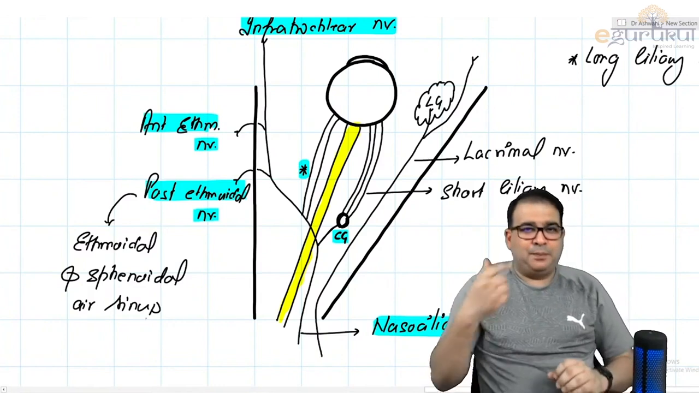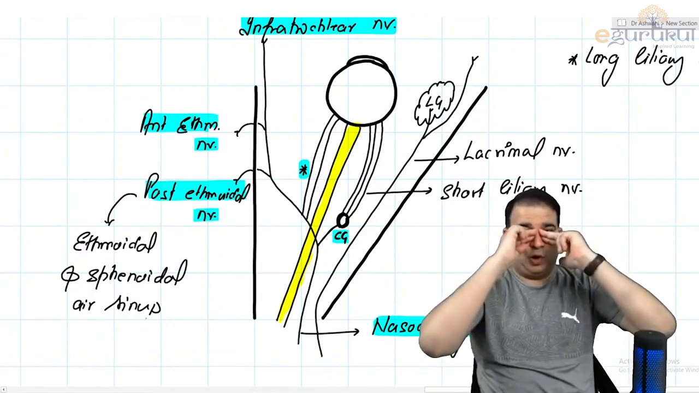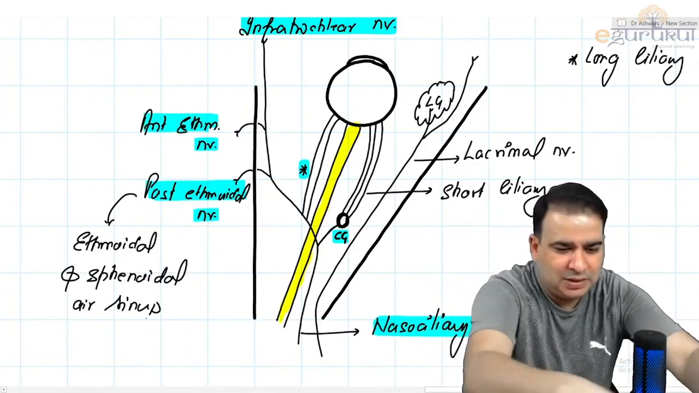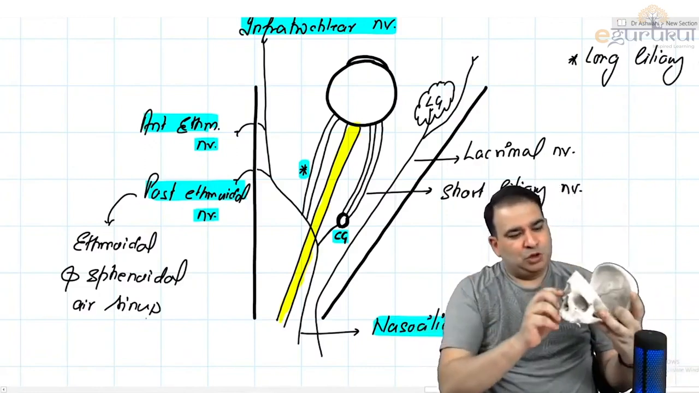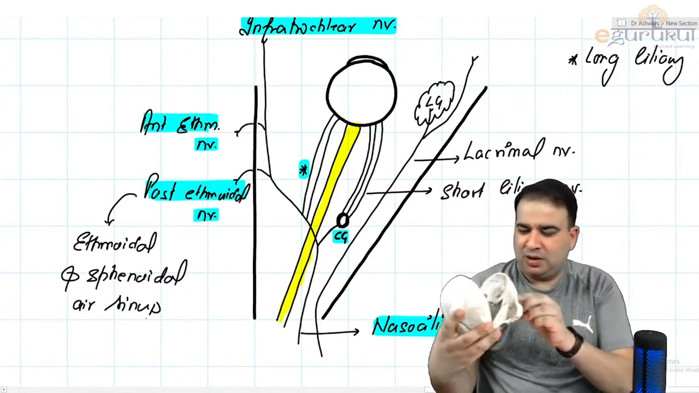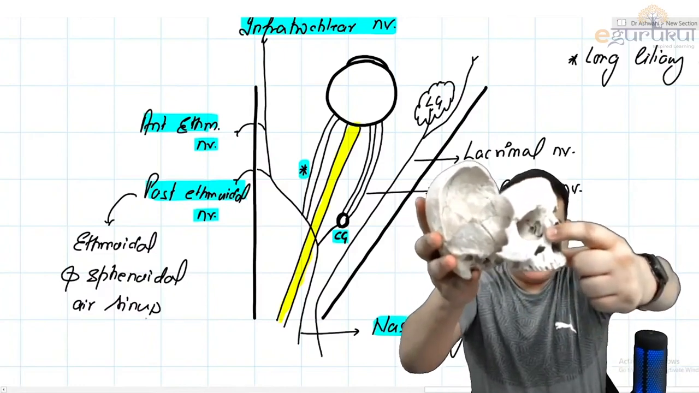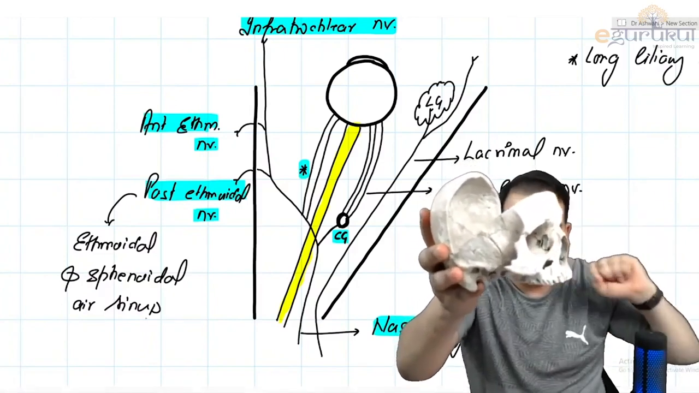Sphenoidal air sinus. But the ethmoidal air sinus can be seen in the ethmoid bone, that is on the medial wall of the orbit. If you look at this, let me show you the picture. You can see ethmoidal air sinuses in this. This is slightly broken, and thankfully it is broken. You can see on the medial wall. Can you see those sinuses over there, beta? On the medial wall of the orbit.